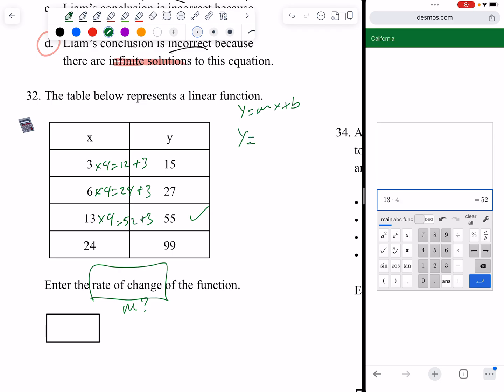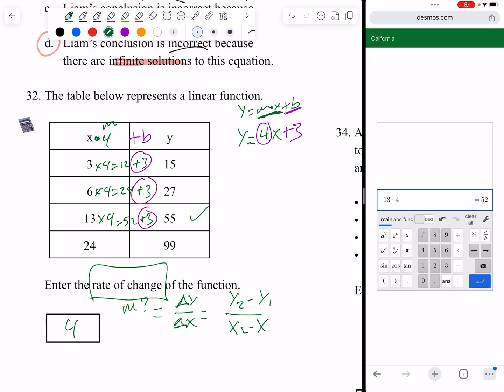So notice my strategy here is I said, what did I do with the x? I multiplied times 4. So do you see that? That is your m. So that's 4x. What did I do after? I added my b. My b, what did I add? I added 3. So what is the rate of change? My rate of change is just 4. That's it. Is that easy? Okay. Now, is there another way to do this? Yes. I'll show you an easy way. Your rate of change is m. If you remember your equation, is change in y over change in x. A fancy way of saying y2 minus y1 over x2 minus x1.